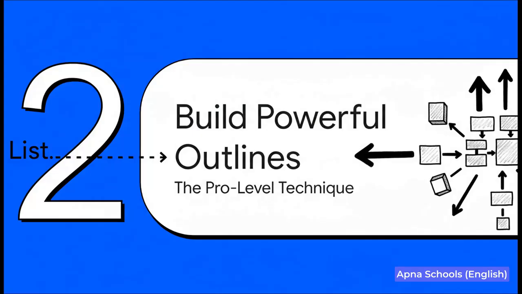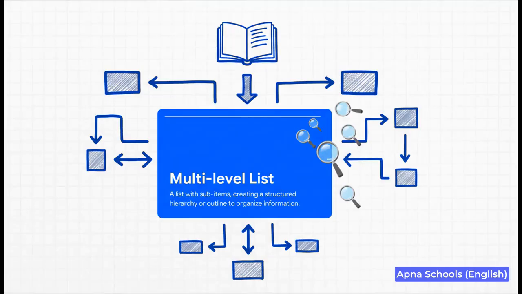So, we've got the basics down. Now, let's get into the pro-level technique, the thing that really separates a simple list from a powerful, structured outline. This is where you start to create a real logical hierarchy. Yep, we're talking about multi-level lists, and this right here is the key to creating those really sophisticated outlines. Instead of just a flat list of items, you can now create a clear structure with main points and then supporting subpoints right underneath them. It guides your readers so much more logically through complex info.